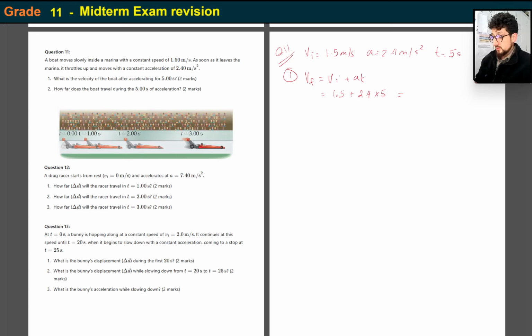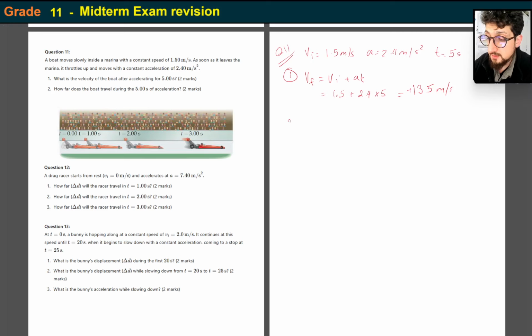2.4 times 5 plus 1.5, so that's going to be 13.5 meters per second. That is the final velocity. And if you wish, you can say positive if you really want to put a direction in there. Since it is positive, you can just say plus. So that indicates the fact that it's got a direction, it's positive.